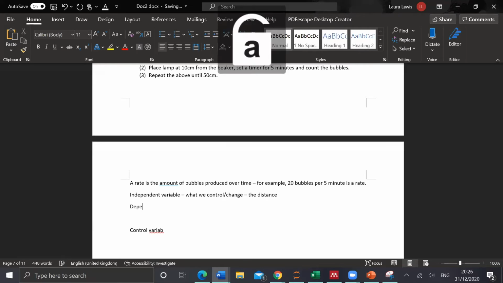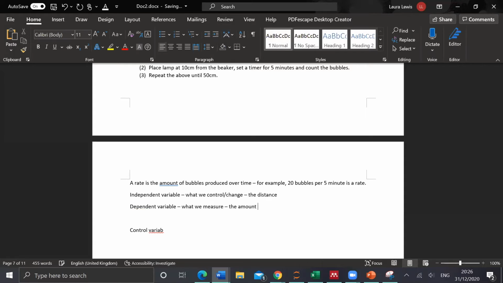The dependent variable is what happens after we do that. Okay, dependent variable, I typed too fast. Very good. So what we measure: the amount of bubbles produced over 5 minutes. And that really is the rate of photosynthesis.